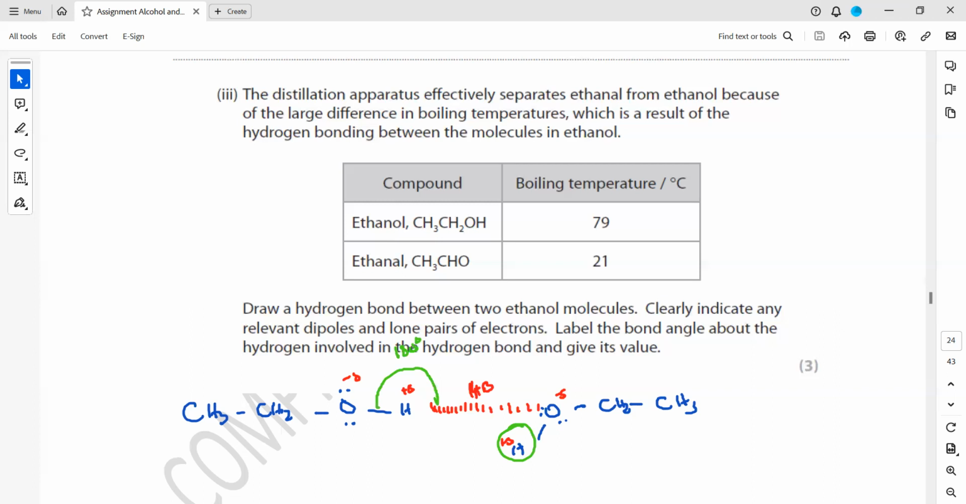But not the hydrogen attached to the carbon. They cannot form a hydrogen bond because the condition for forming a hydrogen bond is that the hydrogen must be attached to a highly electronegative element such as nitrogen, oxygen or fluorine.